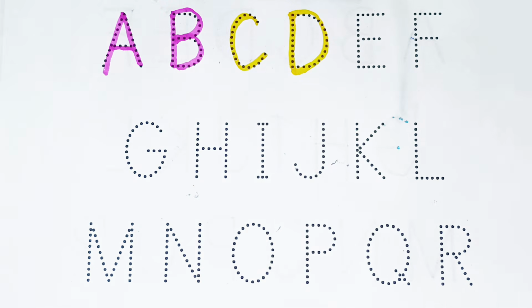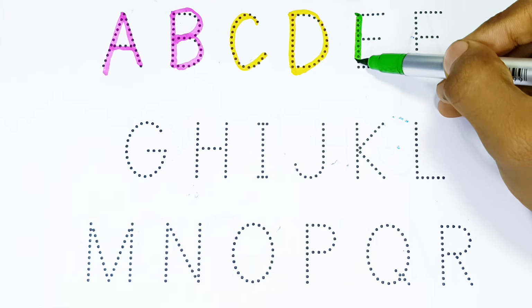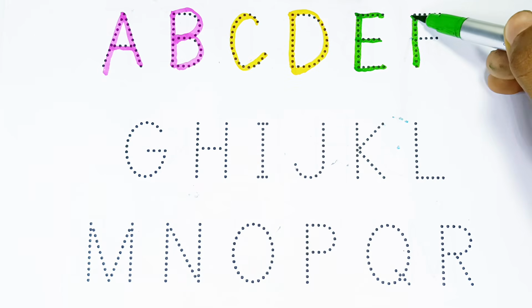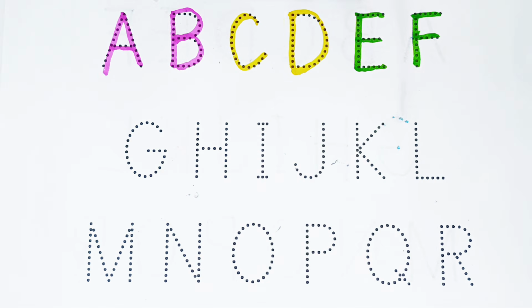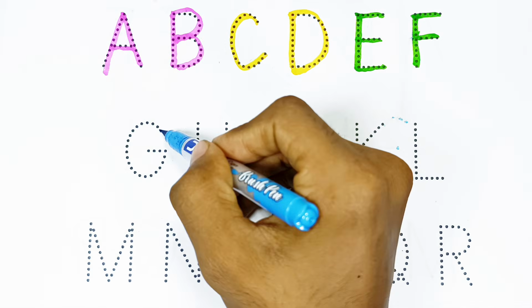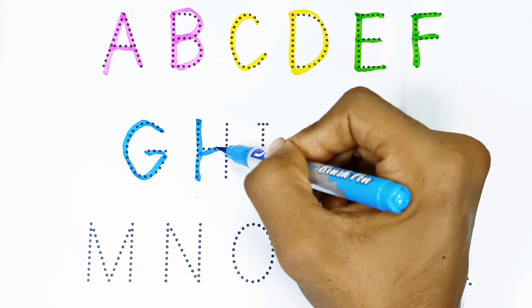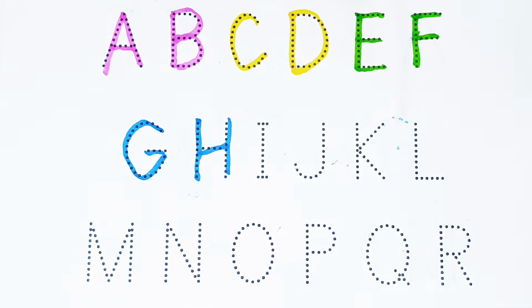D for dog. Kids, now you draw E. E for elephant. F for fish. Kids, now you draw G. G for God. H for helicopter.